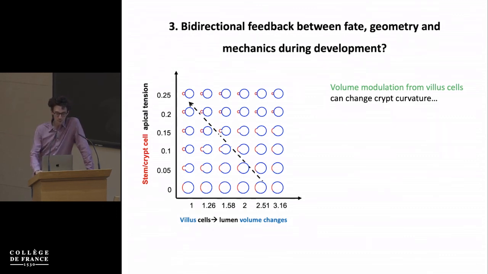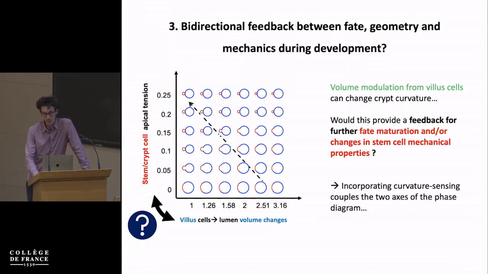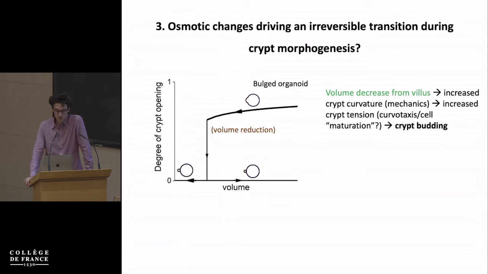And so, in principle, you could imagine a feedback between the two, where the different cell compartments talk mechanically and feed back to each other via changes in curvature. It's very preliminary, but we get some interesting things where, for instance, you end up with closed crypts as an absorbing state.